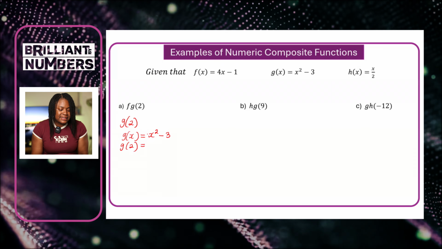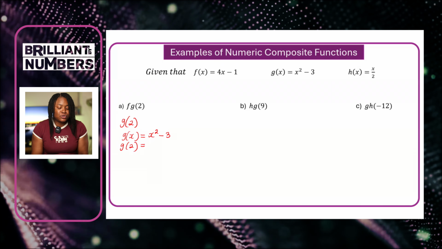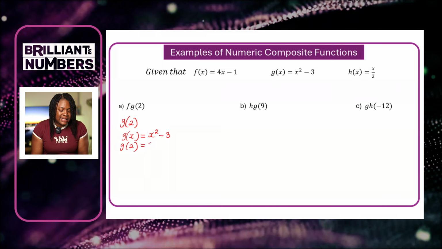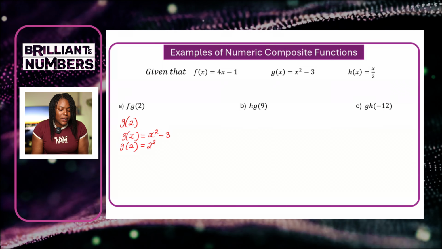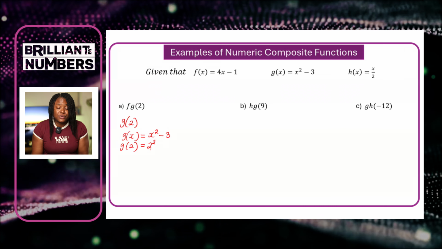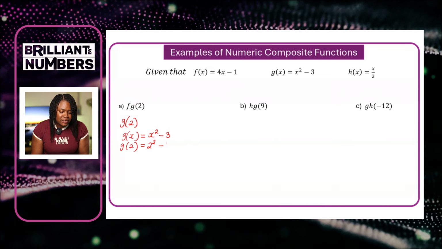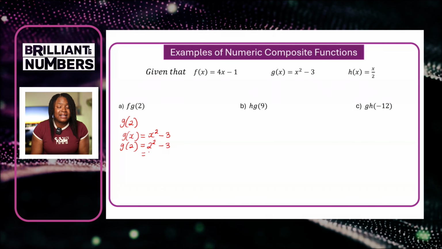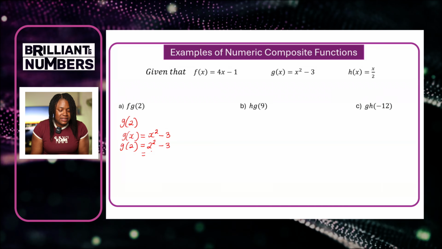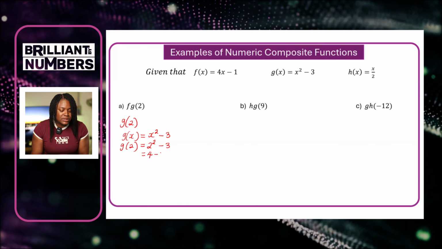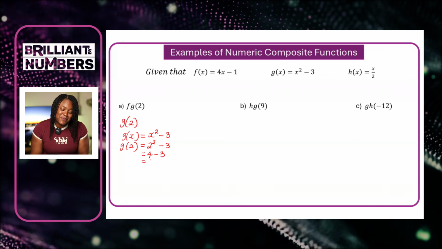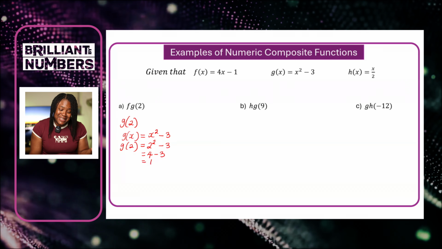I'm going to replace the x in the function with the value 2. So essentially I'm doing 2 squared, where x here is being replaced with 2. So 2 squared minus 3. Now time to calculate. 2 squared is equal to 4. 4 take away 3 is equal to 1. A nice one to substitute into f.